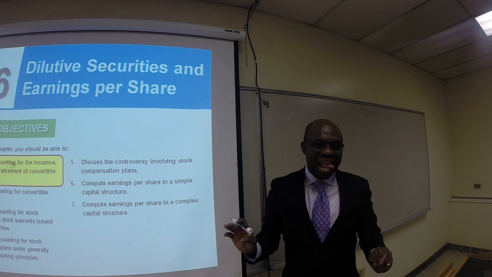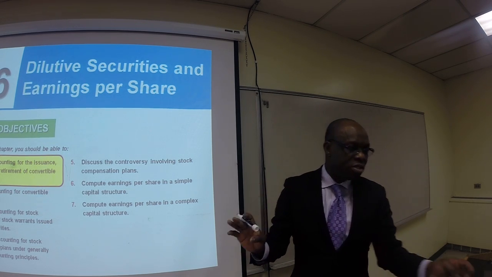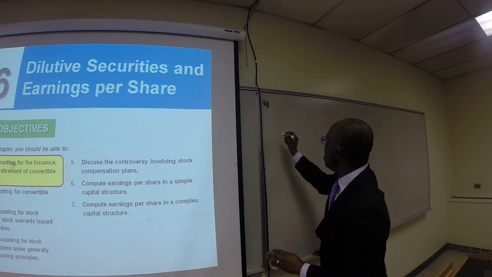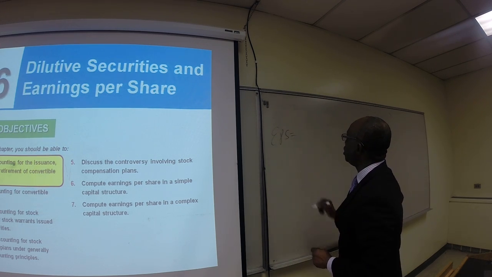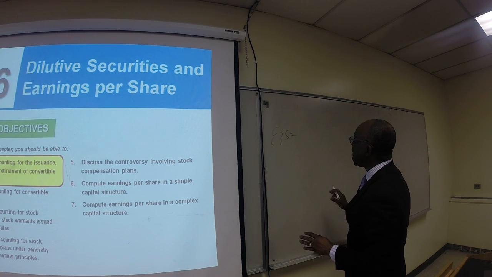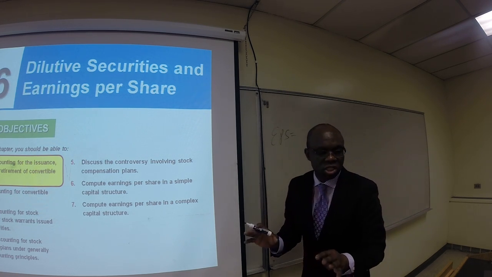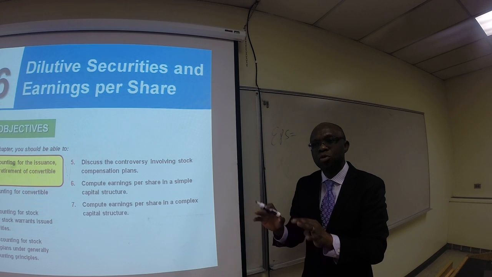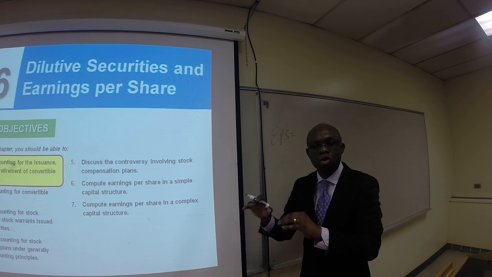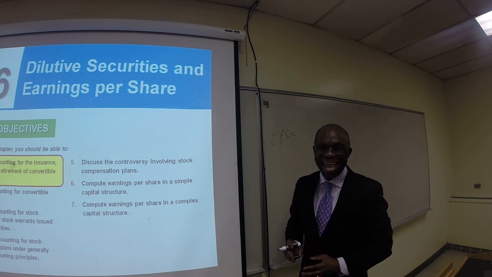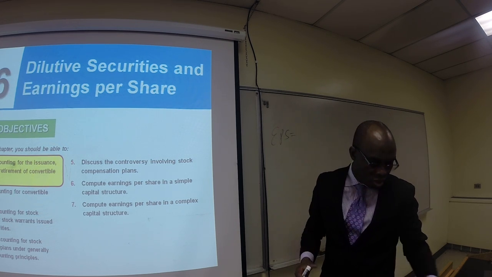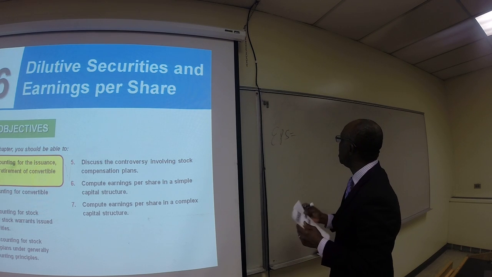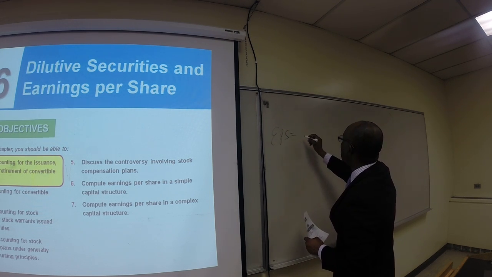But nevertheless, what is dilutive securities? Remember, we just talked about EPS as earnings per share. We said that any security that has the potential to dilute or reduce EPS is a dilutive security. So what does that mean? Let's take a look at the examples that we just went through.